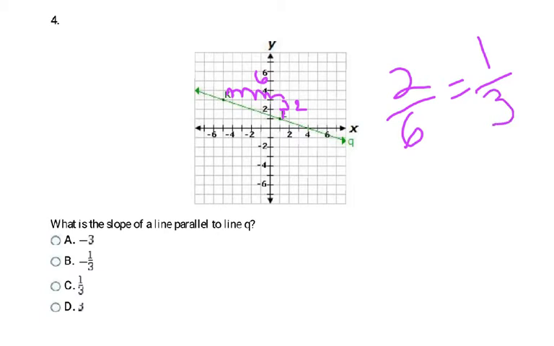And then the last thing you have to remember is, is this a downhill line or an uphill line? This line is going downhill left to right, so that means it's going to be a negative slope. And I'm looking for the slope parallel to negative 1 over 3. So that means it's going to be exactly the same, and that makes B my answer.